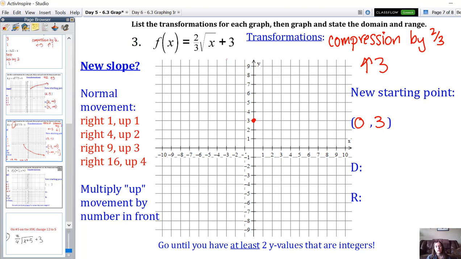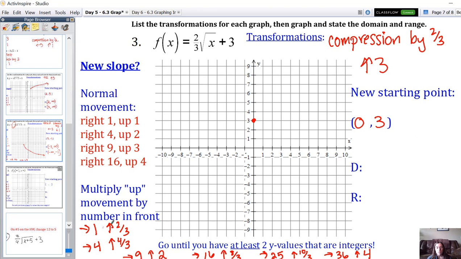Now once again, this number that's in front of our radical, that's what we're going to multiply all of our up movement values by. So we're going to the right 1, and this time we're going up because this is a positive number out front. The only reason we went down last time was because it was negative. So we're going up by 1 times 2/3, which is just 2/3. Then we're going to the right 4 and up by 4/3. We'll go to the right 9 and up by 2.